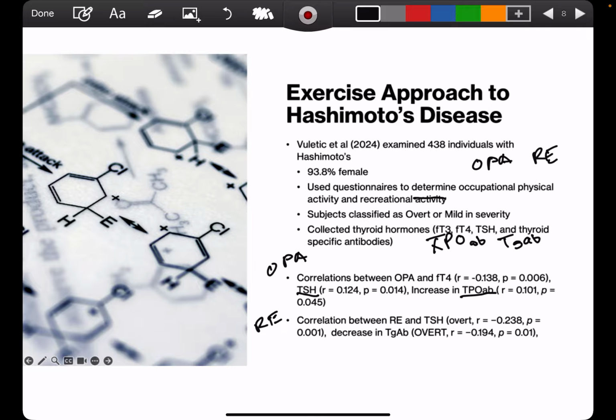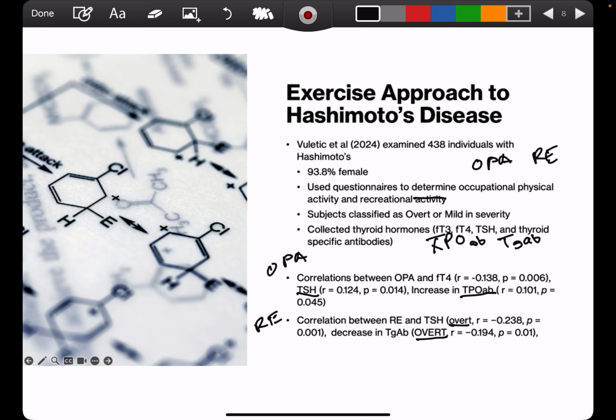Whereas in the recreational exercise group, they had a decrease in TSH and a decrease in thyroglobulin antibodies. And this is all in the overt group, so the most severe cases.